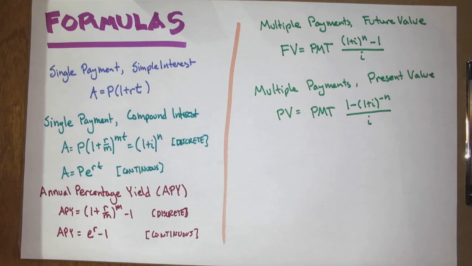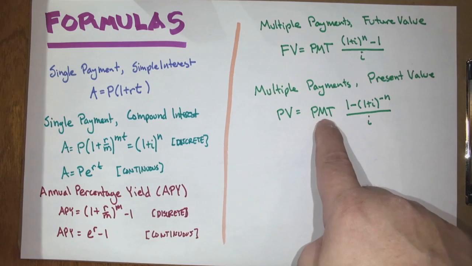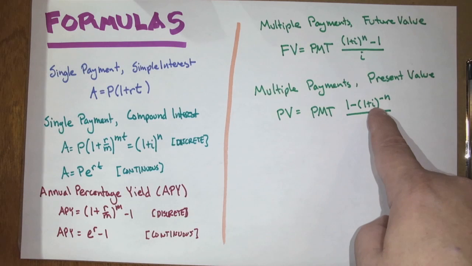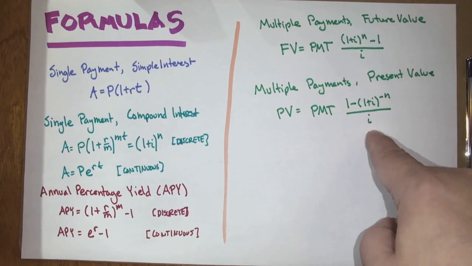On the other hand, maybe I have to pay something back. Or what's the present value of this annuity? So it's essentially running backwards. You have your payment, but now it's 1 plus i to the negative n, so 1 minus that, over i.